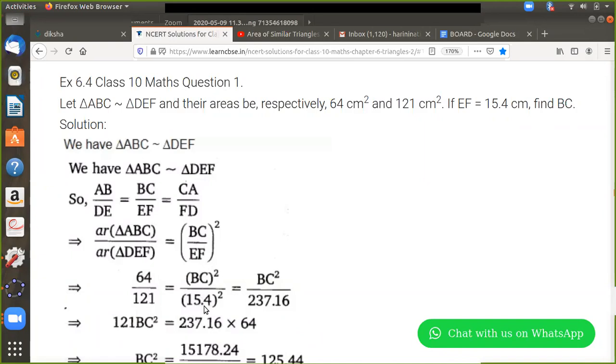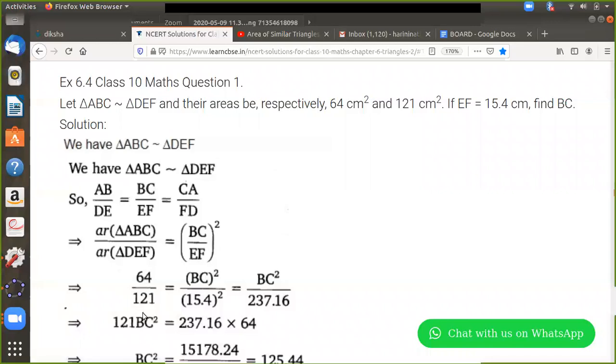And you must remember 15.4 the whole square. Don't forget because this is a common mistake. You will be in a hurry to do something that you will forget it is the whole square. So the side has to be squared. That you must remember. Now it is just a cross multiplication.